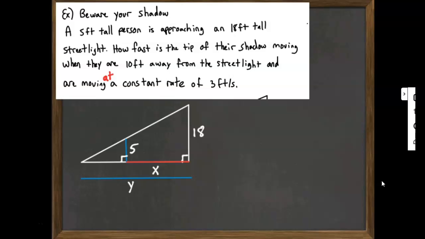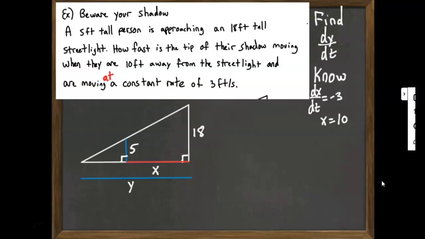So here we have our information that we need. Then let's kind of write down some of the stuff that we know. We want to find dy/dt. We know that dx/dt is negative 3 feet per second. We know it's negative 3 because x is getting smaller. And we also know that at a particular point in time, x is equal to 10.